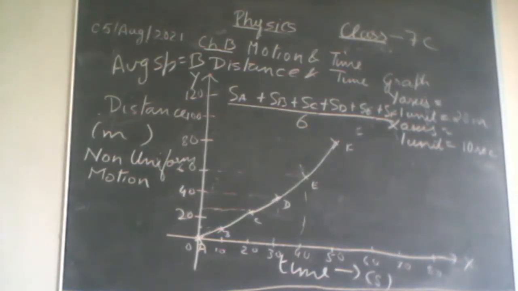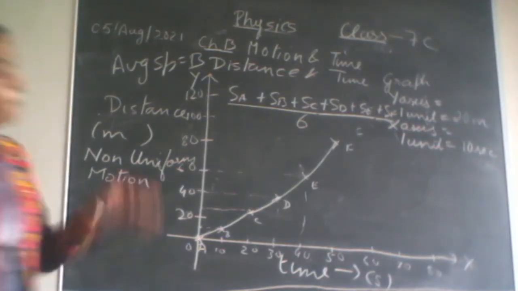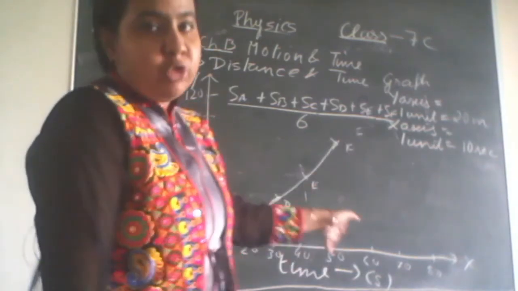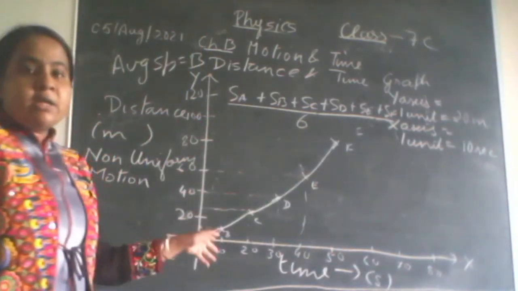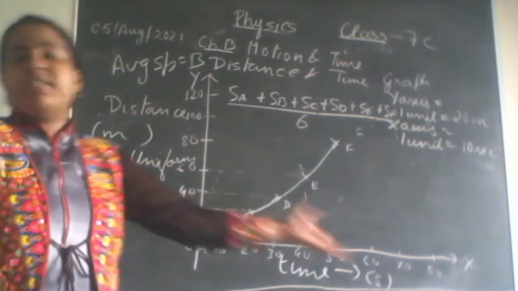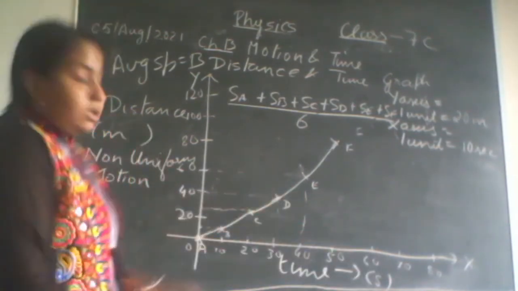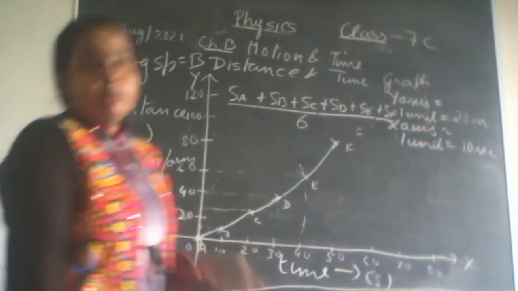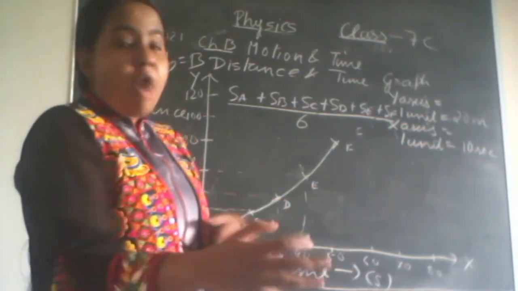See, in uniform motion there is no problem because the speed is fixed for every point. So at any point you take out the speed, you will get the same speed at every point. But here comes the trick in non-uniform motion, because the speed is not the same at every point. But what is the average speed? What is the speed of the whole body?